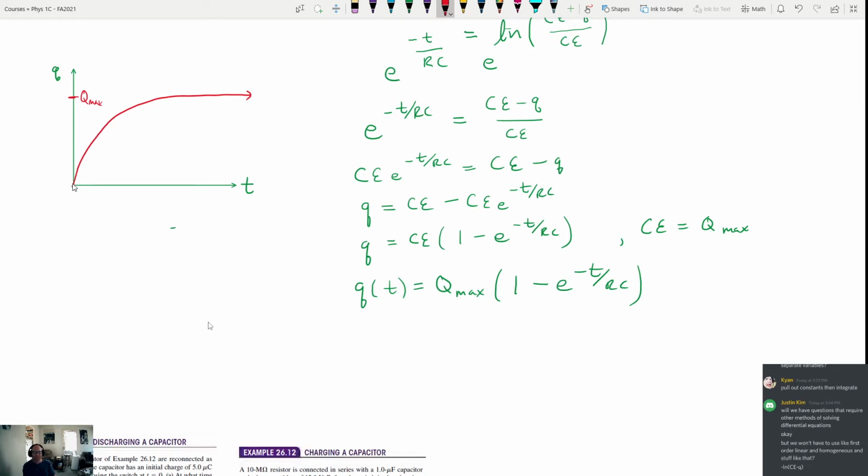It charges up very quickly at first, and then the rate at which it's charging slows down significantly as it tries to reach maximum charge. According to the mathematics, it never truly reaches maximum charge. In reality, when you measure things, your measurement device is not going to have infinite precision.